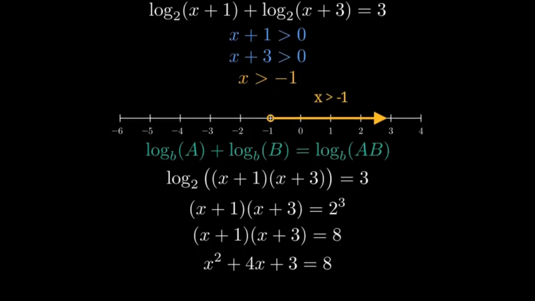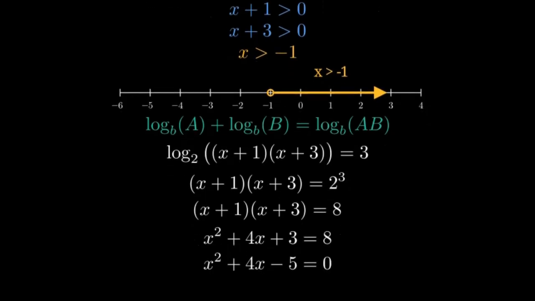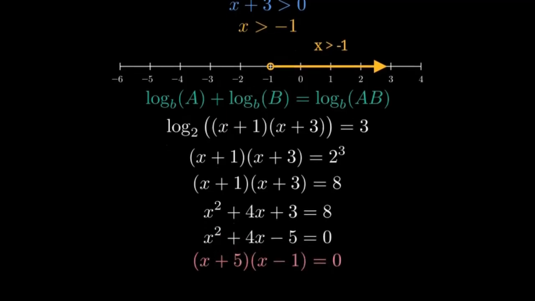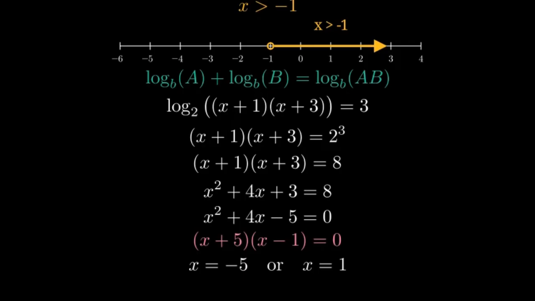Move everything to one side, so we can factor. We subtract 8 from both sides to get x squared plus 4x minus 5 equals 0. Now we factor. We need two numbers that multiply to -5 and add to 4. Those numbers are 5 and -1. Set each factor equal to 0. That gives x equals -5, or x equals 1.